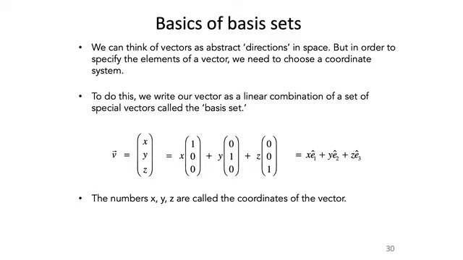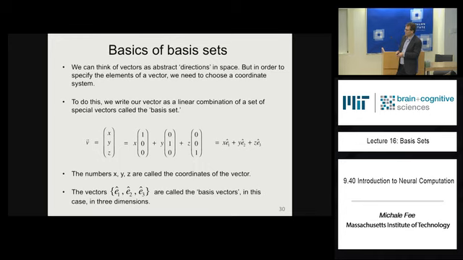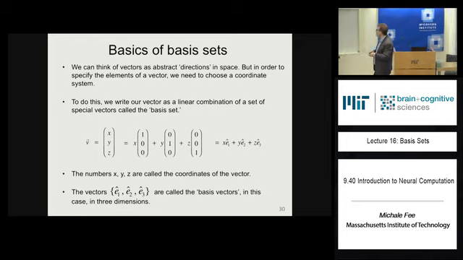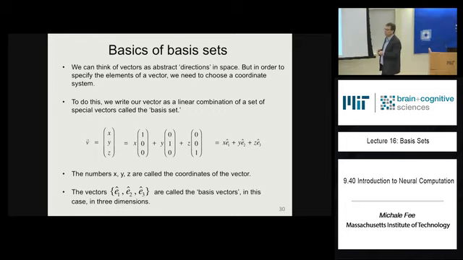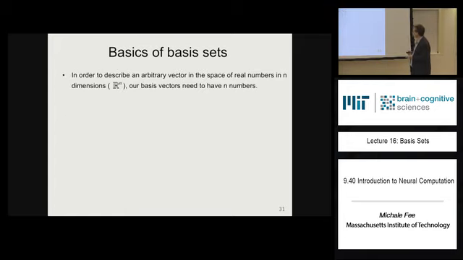The numbers x, y, and z here are called the coordinates of the vector, and the vectors e1, e2, and e3 are called the basis vectors. And this is how you would write that down for a 3-dimensional vector. Okay? Again, the little hat here denotes that those are unit vectors that have length 1.